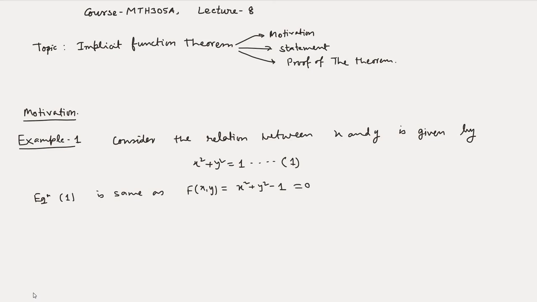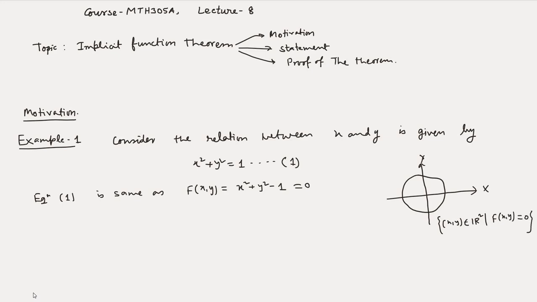So this is basically the equation of a circle with center at the origin, 0 comma 0, and radius 1. So this is R2, here it is the y axis and this is the x axis, and this is the circle. This is basically the set of all points x comma y in R2 such that f of x comma y equal to 0.